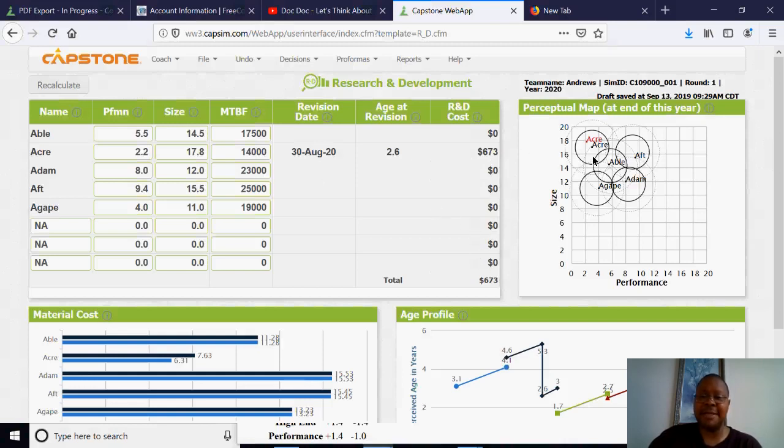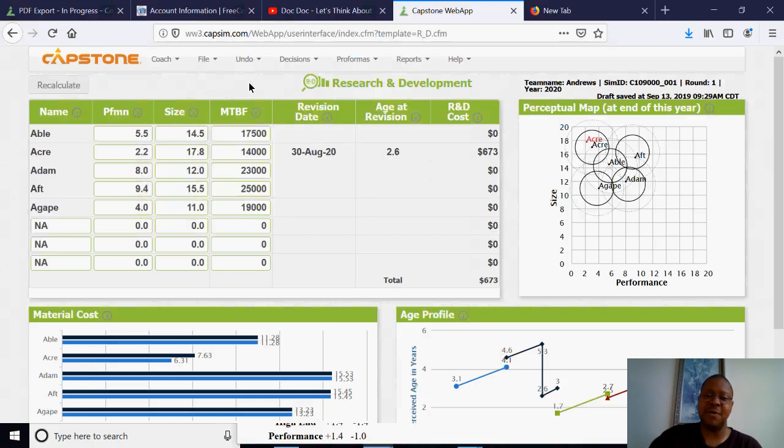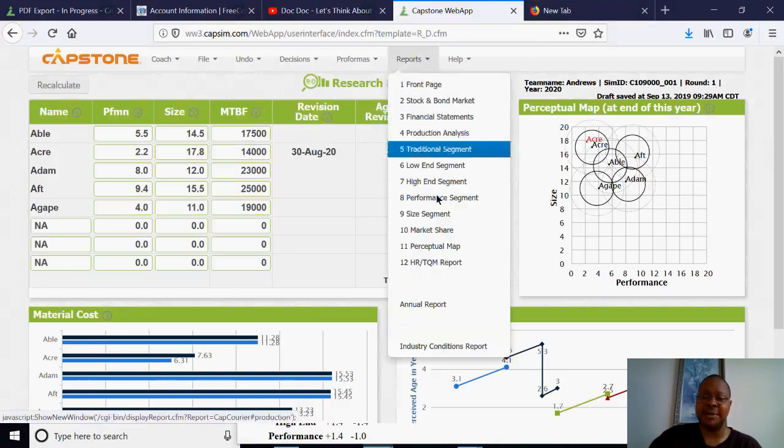Now, that's only one piece of the R&D. The other piece is how reliable do you want this product? And we describe that as mean time before failure specification. Basically, it's a number that indicates the average number of hours your product will operate before it fails. Now, that's a form of quality, and that is comparable in the marketplace as well to your competition.